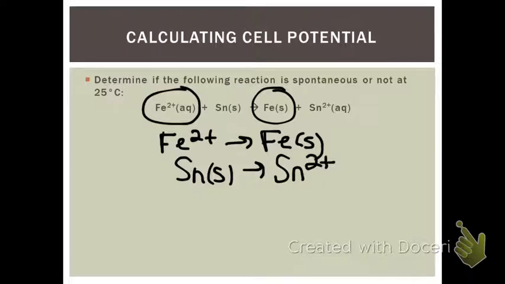And then add the electrons because the elements are fine. There's no oxygen, there's no hydrogen. So I'm going to add 2 electrons here, add 2 electrons here. These are the two half reactions. I have to find their potentials.